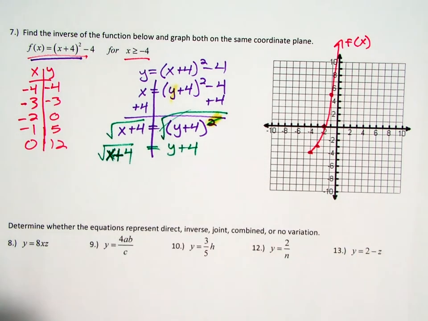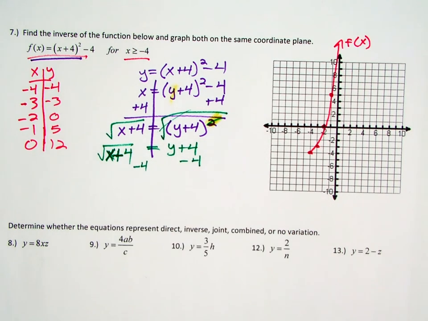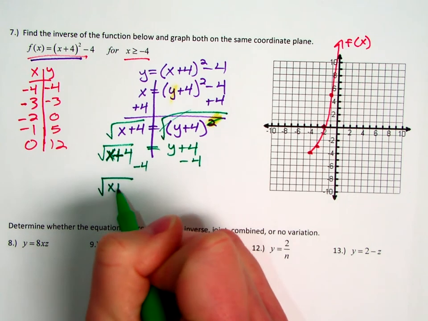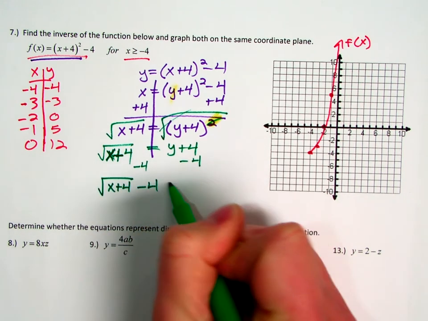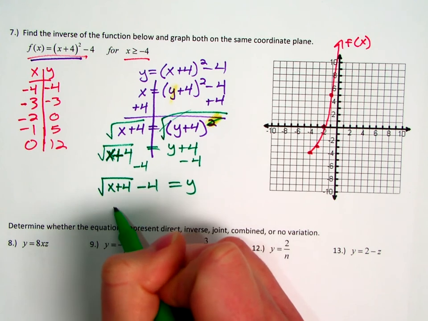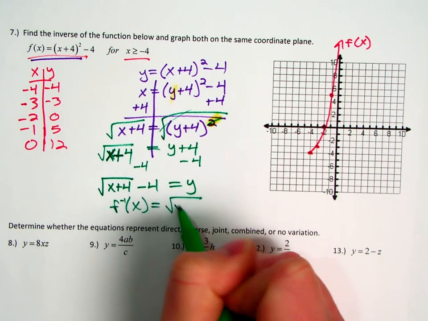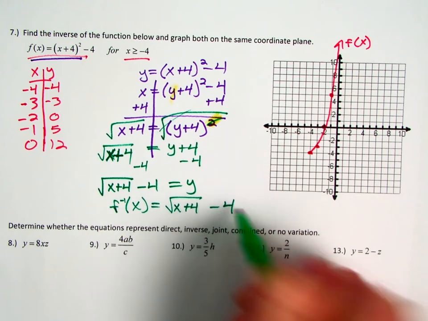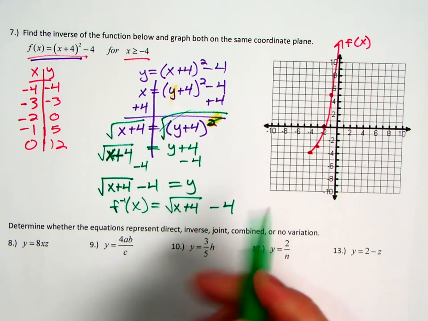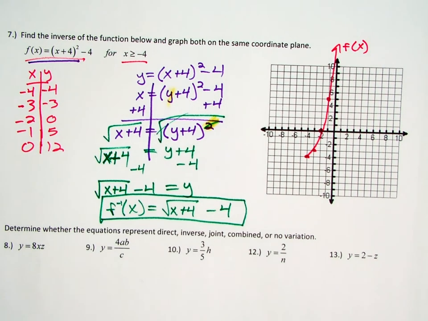Now to get y by itself, we're going to have to subtract that 4, and that subtracting 4 is going to stay on the outside. So we have the square root of x plus 4 on the inside, minus 4 on the outside, equals y, and then we have to write it in inverse notation. So the inverse of f of x is equal to the square root of x plus 4 minus 4. And again, I ask myself, do I need a constraint? And the answer is no, because I don't even see any exponents in here. And we only do constraints if there's an even exponent.